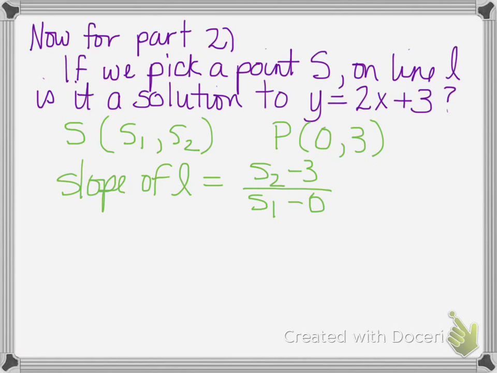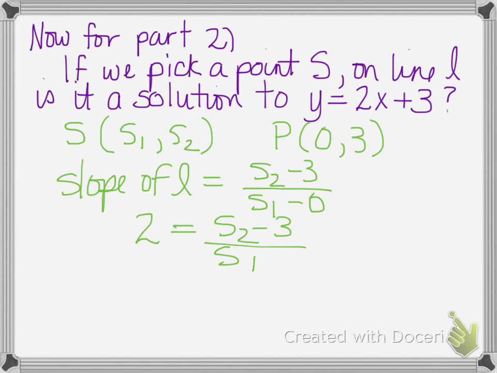Okay, so the slope of L is equal to this expression right here. But what do we know about the slope of L? Well, we know that the slope of line L is 2. And so we can substitute 2 for the slope of L, and we get 2 is equal to S2 minus 3 over S1. And I just wrote S1 minus 0 as S1.